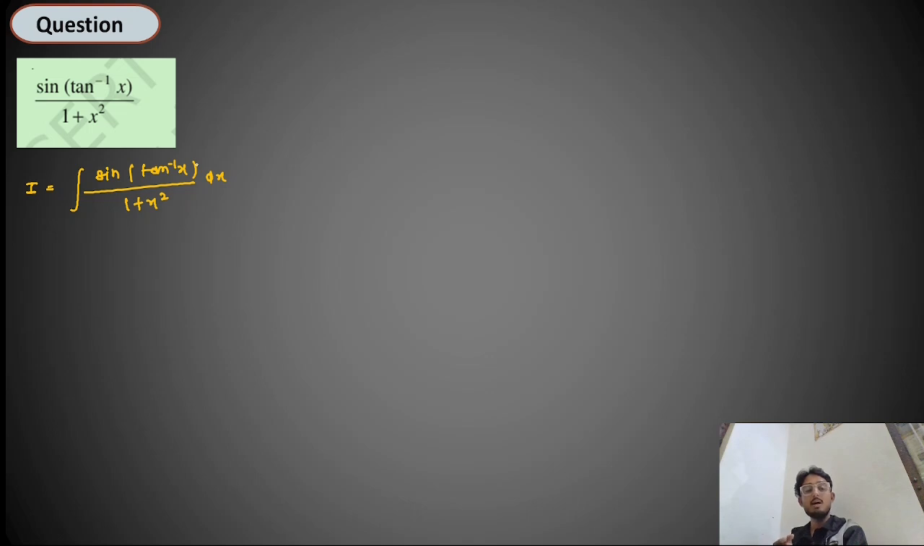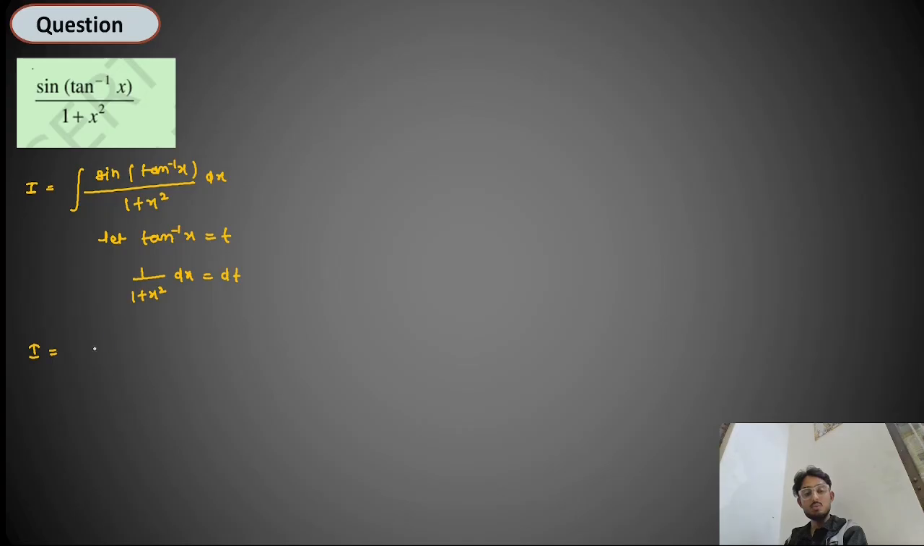If you let tan inverse x equal to t, then the derivative of tan inverse x equal to 1 upon 1 plus x square. So you can get this term 1 upon 1 plus x square. So let tan inverse x equal to t. The differentiation of this term is 1 upon 1 plus x square dx equal to dt.